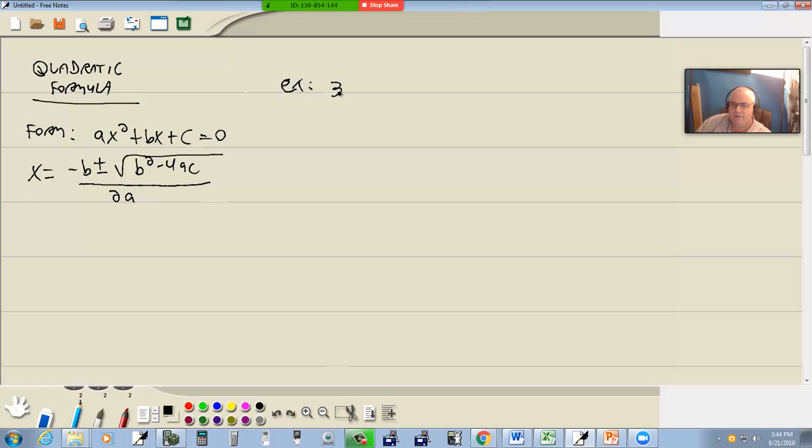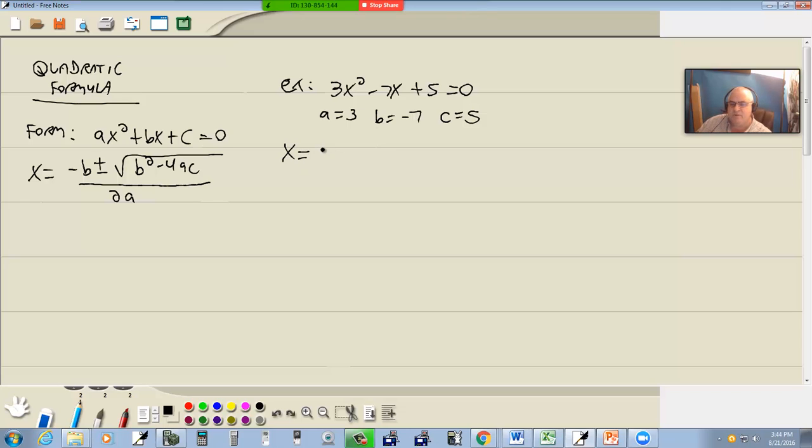So if I have, for example, 3x squared minus 7x plus 5 equals 0. Now I want to solve this using the quadratic formula. Well, first off, we need to identify our a, b, and c. A is whatever's in front of your x squared, which is 3. B will be whatever's in front of your x, which is negative 7. And c will be your number at the end, which is 5.